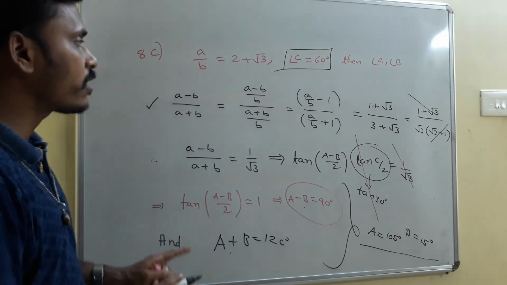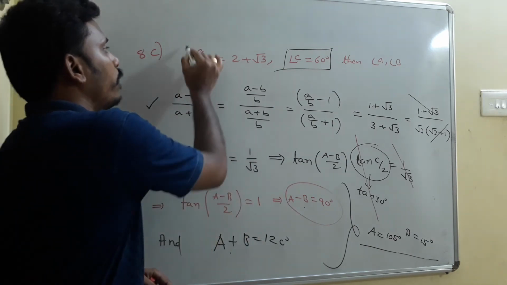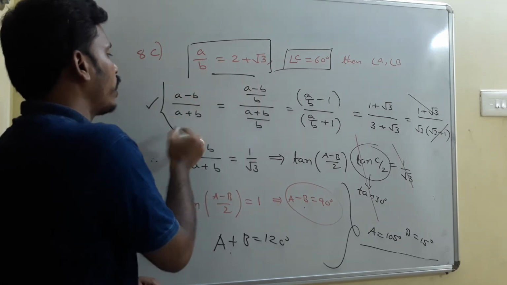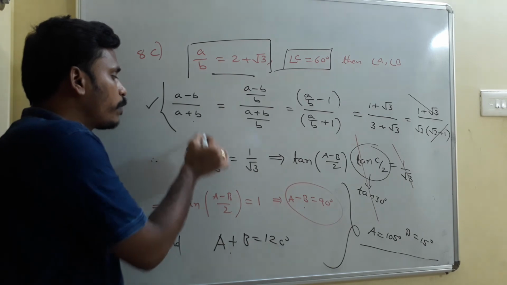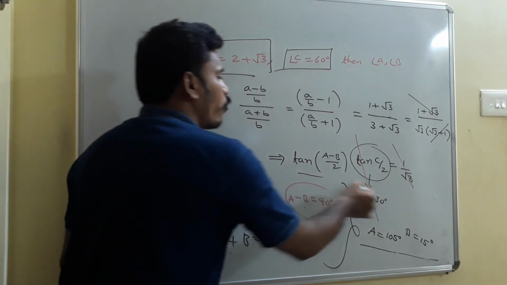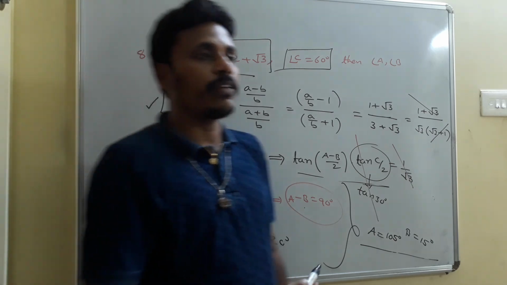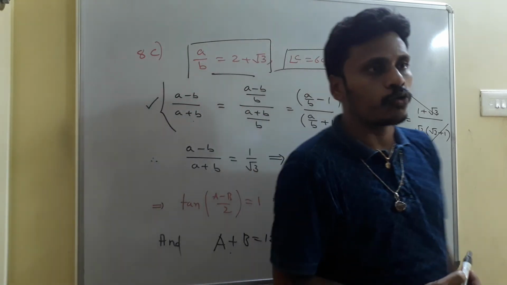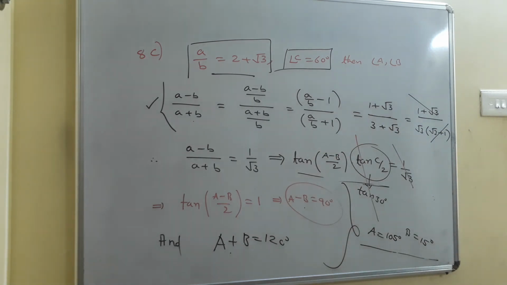And at the end, this is the way of solving the problem using the tangent rule. C is given, you just calculate (a minus b) by (a plus b) as this 1 by root 3. And this (a minus b) by (a plus b) has a tangent rule form, which is equal to 1 by root 3. On simplification, we got the values of a, b and c. Just have a look, and I will give you one more problem related to this tangent rule.